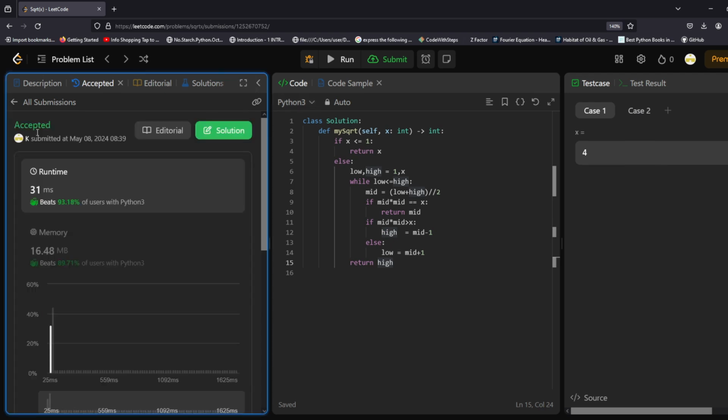Okay, accepted. So this is basically how to solve the square root of a value x based on the criteria with the binary search method. Okay, thank you.